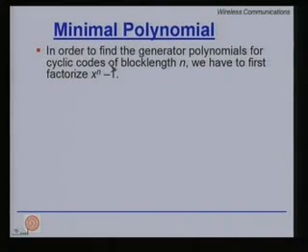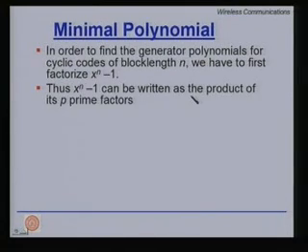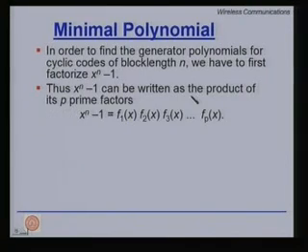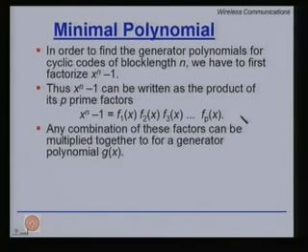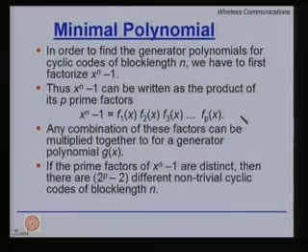So, what are minimal polynomials? In order to find the generator polynomials for the cyclic codes of block length n, we have to first factorize x raised to the n minus 1. We have seen it can be written as the product of p polynomials, and any combination can give you a factor.